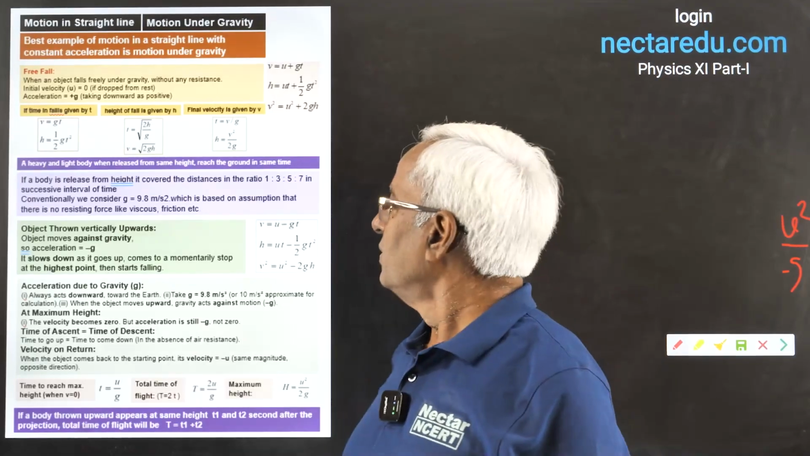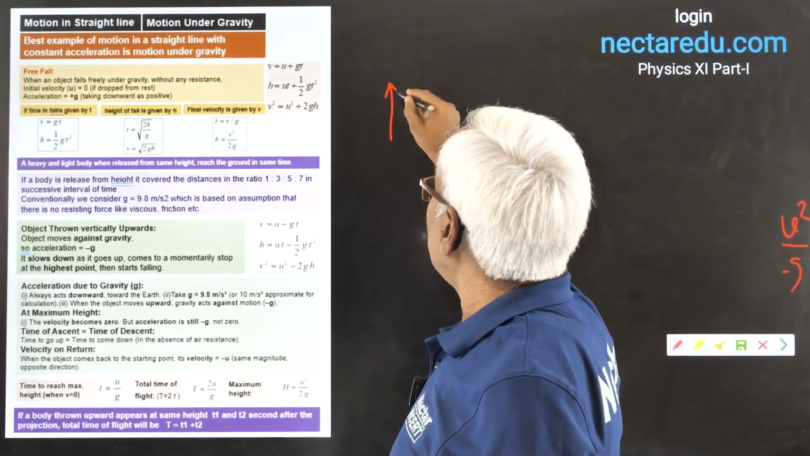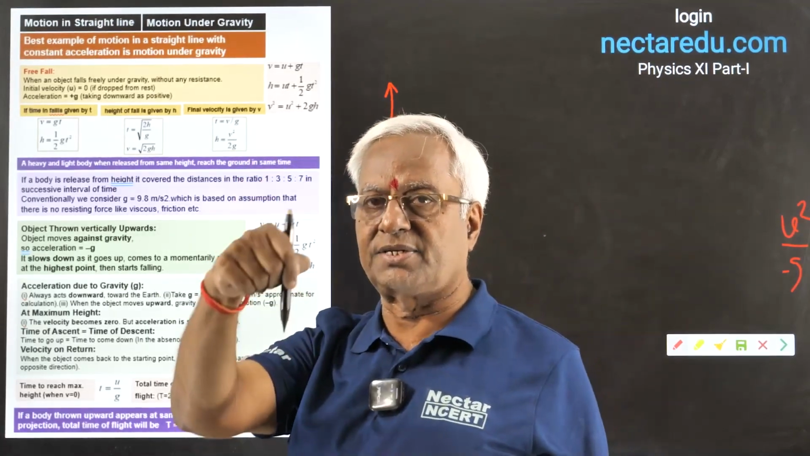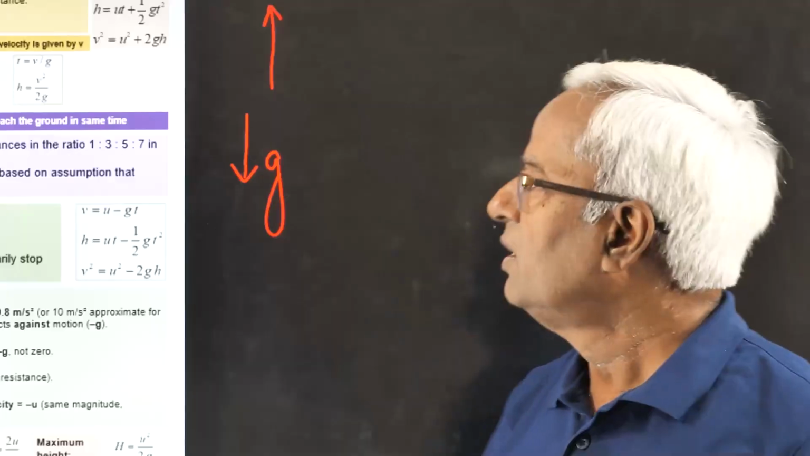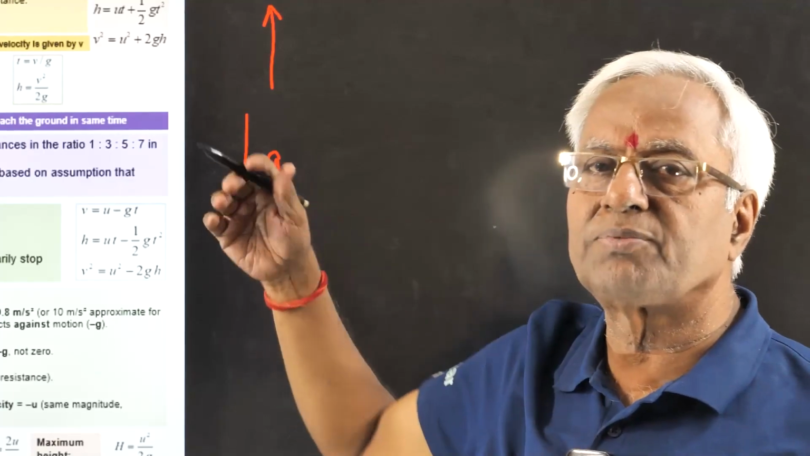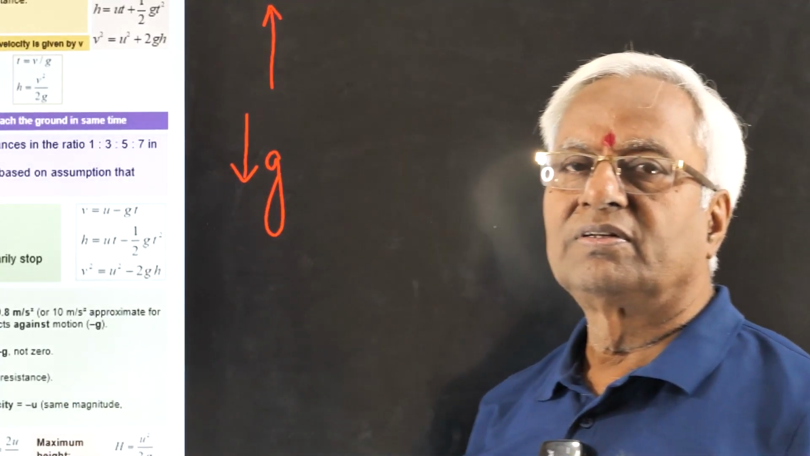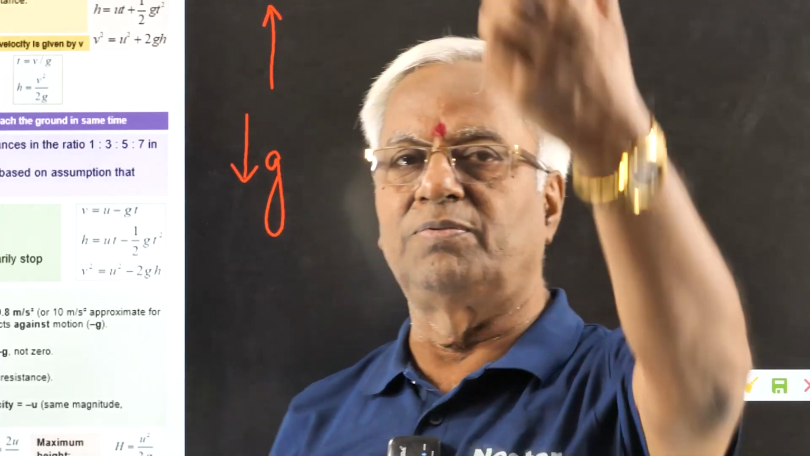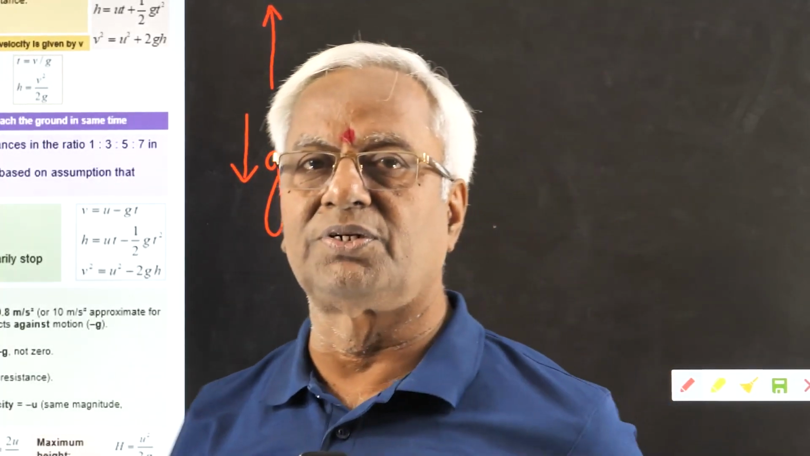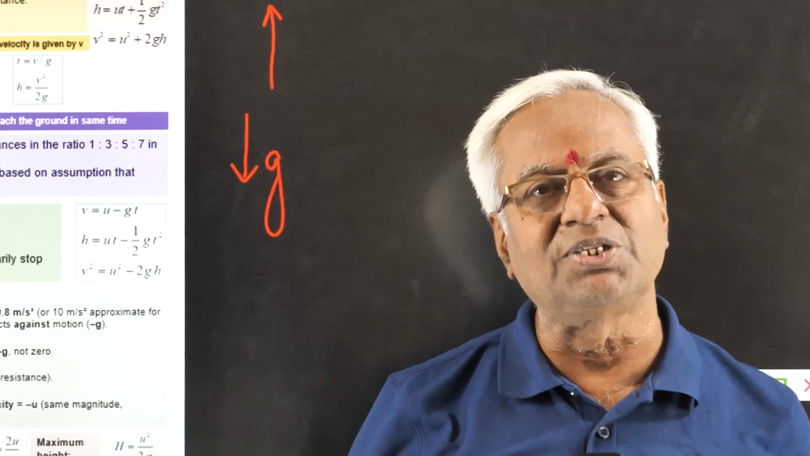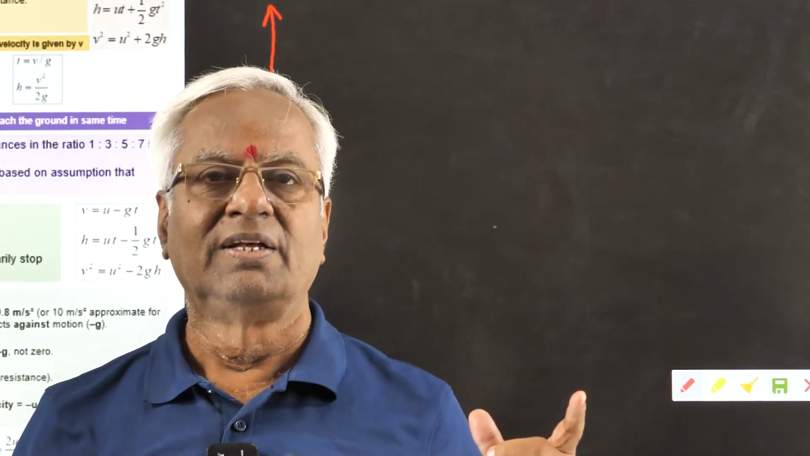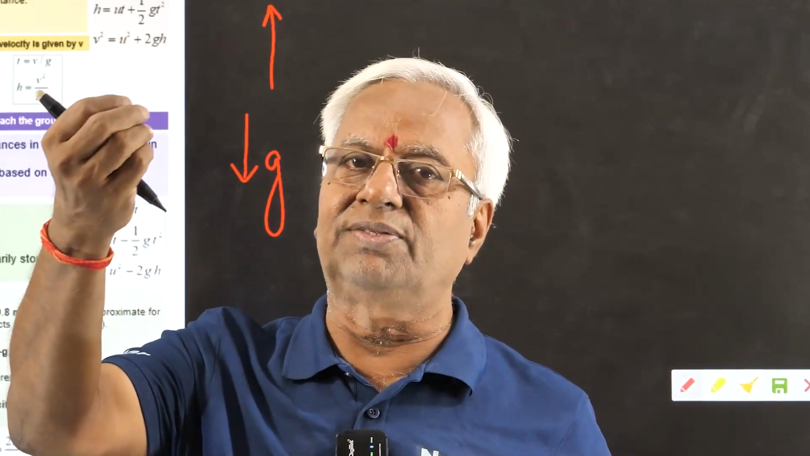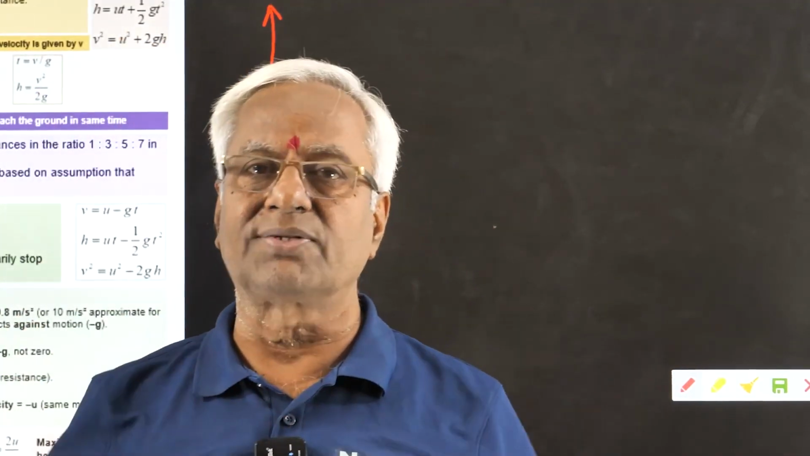In that case, if the body is going upward, obviously this acceleration, which is always directed towards the center of the earth, becomes negative as the body goes upward. It is said that while going upward, g is taken negative, while returning, g is taken positive. It doesn't mean that g changes anywhere on the way. It's simply that the direction of motion of the body changes. That's why these plus and minus signs.